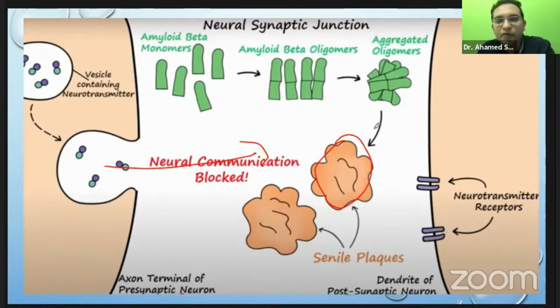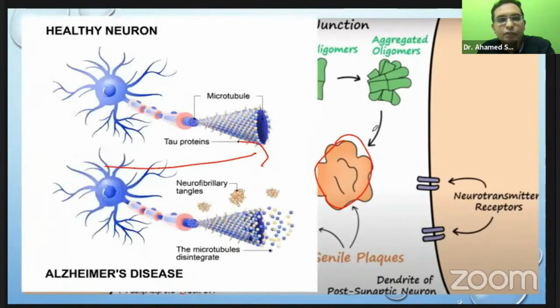So that is the problem with the amyloid plaques within the cell. That is regarding amyloid plaques or senile plaques. Now we talked about one more thing, that is neurofibrillary tangles.